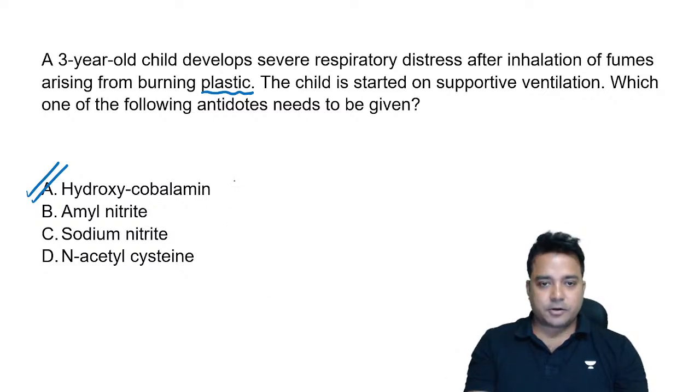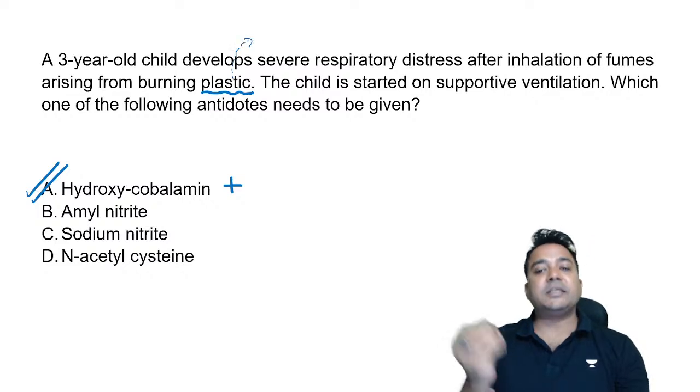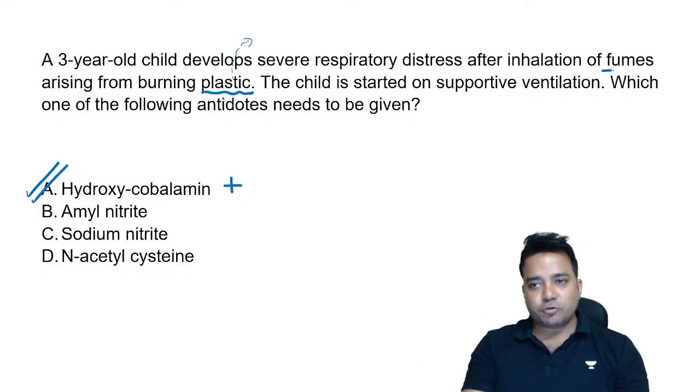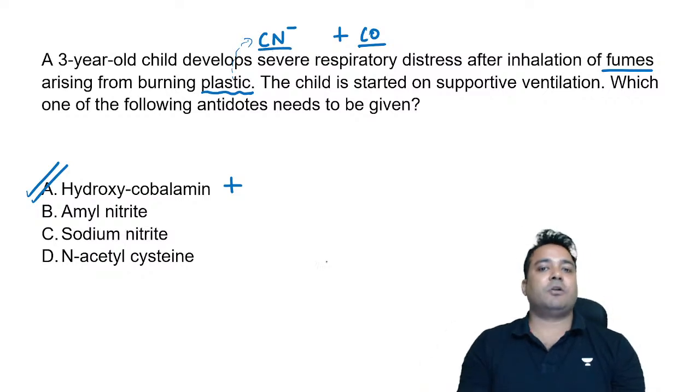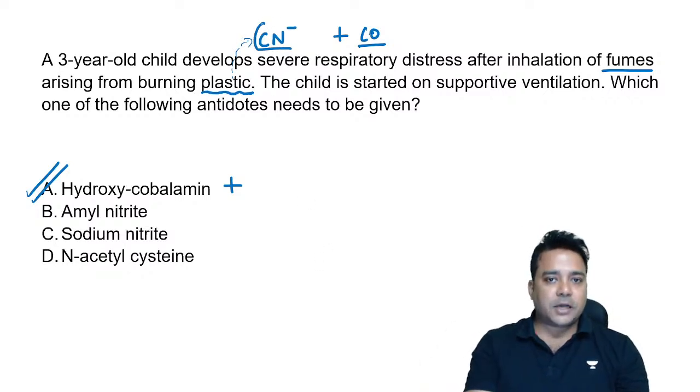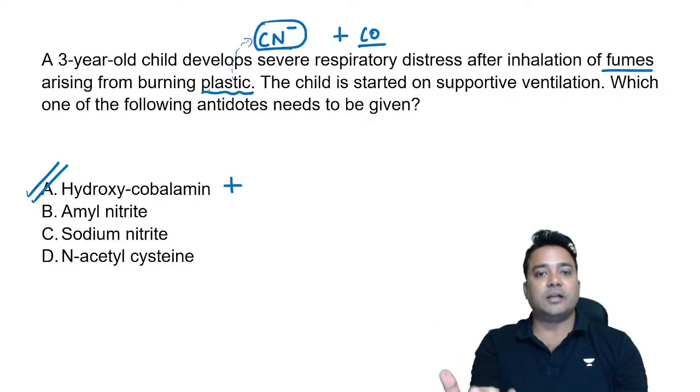Hydroxocobalamin will combine with the cyanide from plastic burning or furniture burning. In these fumes, the major concentration is of which toxic agent? Cyanides. Along with cyanides, CO, carbon monoxide, will also be there, and other toxic gases will also be there. But burning of plastics and furniture, because these materials contain lots of nitrogen, when they burn, they produce lots of cyanide.